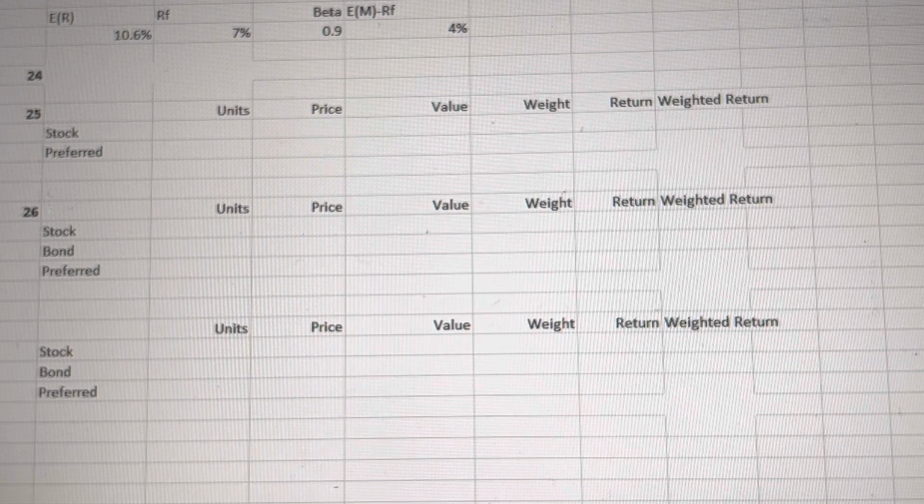Question 24. Which of the following is not an accepted way to manually adjust WACC for a division of a diversified company whose risk level does not match that of the overall firm? Pure play method, subjective approach, or flip a coin method? The answer is C, flip a coin.